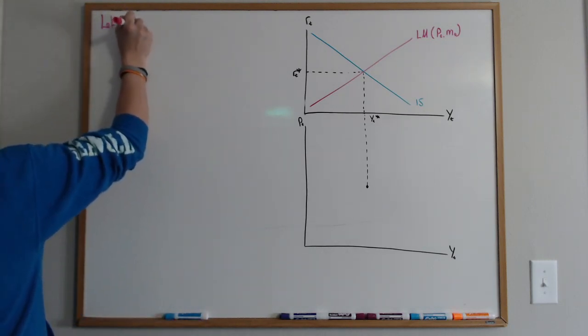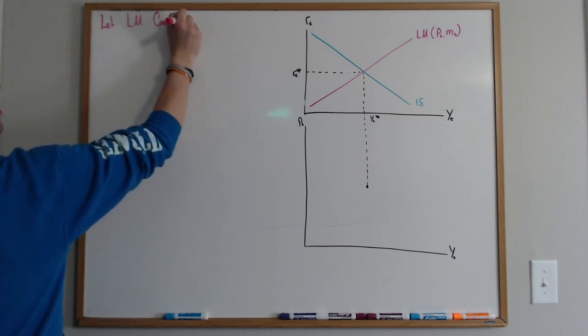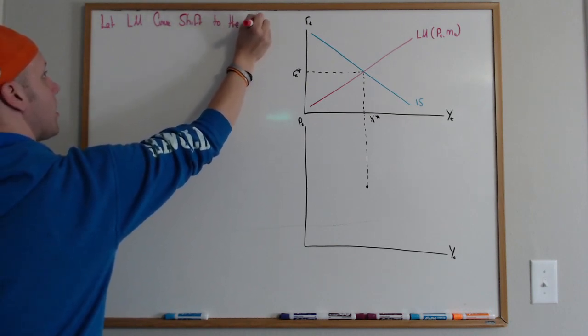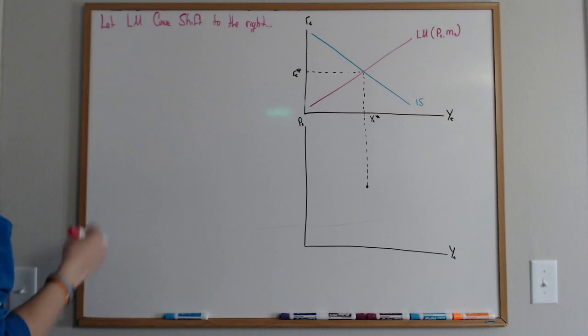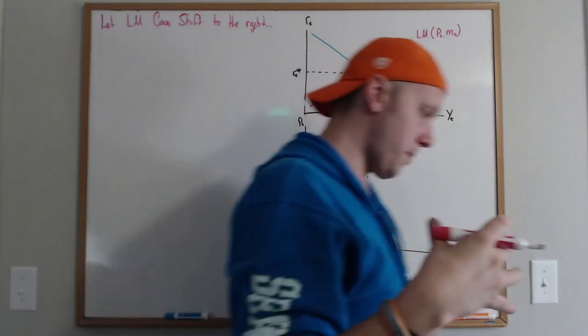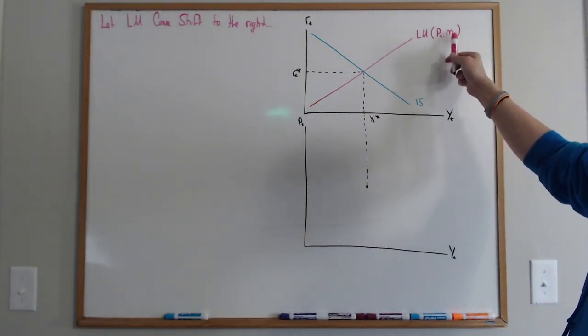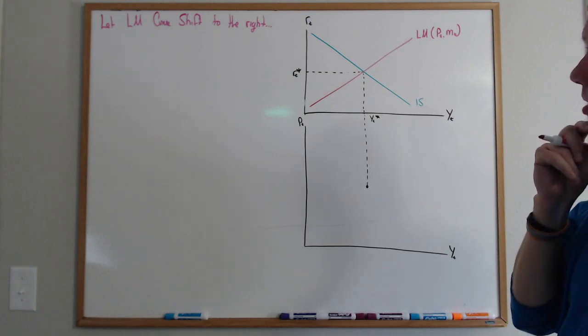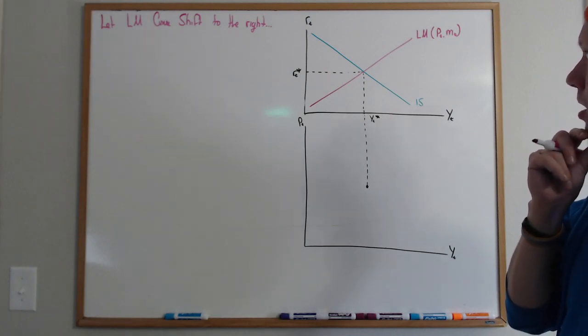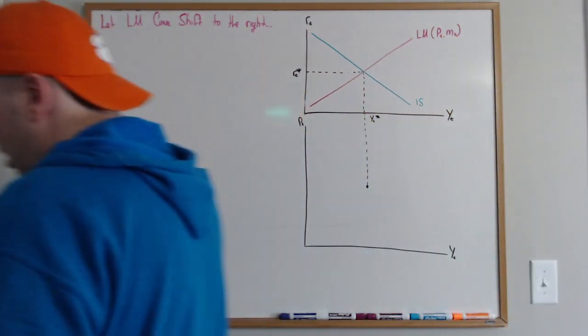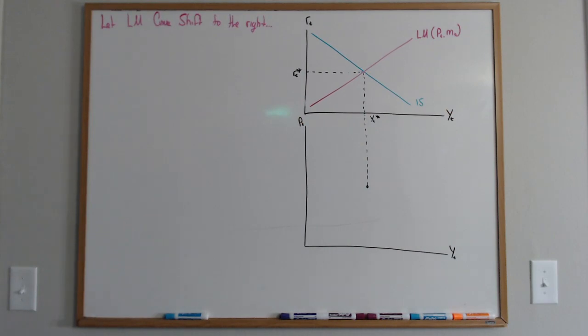Okay, we'll start this over. So we're going to let the LM curve shift to the right. Now, if it shifts to the right, we're going to want it to shift via a change in something, either in the price level or the money supply. But what we're going to want is something that will allow us to trace an existing point on this aggregate demand curve.